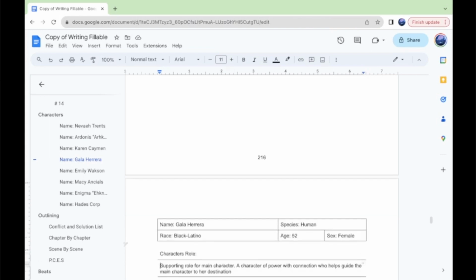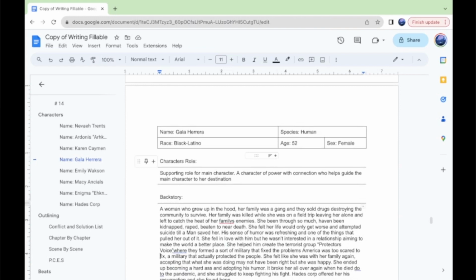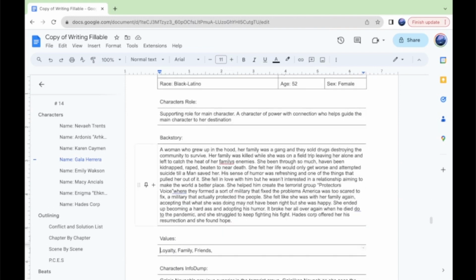And then Gala, who's my favorite character so far, an older character, age 52. I wrote her character role. She's a supporting role for the main character, a character of power with connections who helps guide the main character to her destination. So she's like this friendly, older female figure, like a powerful female figure for the main character, even though she doesn't need it.